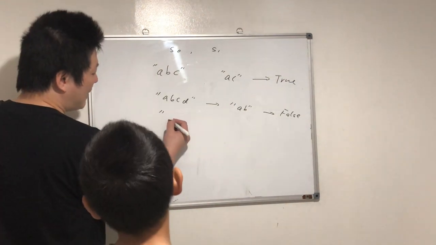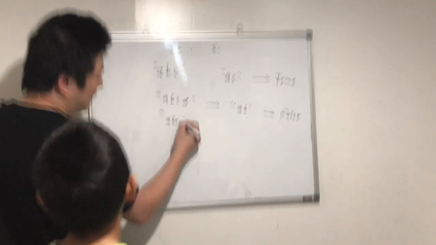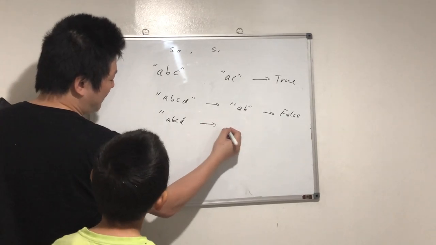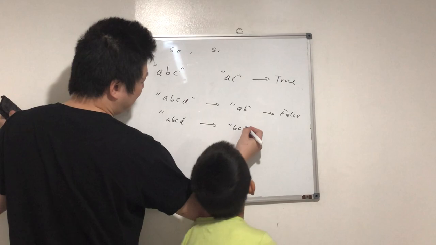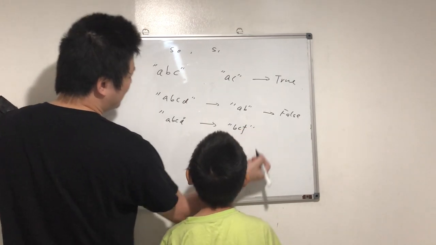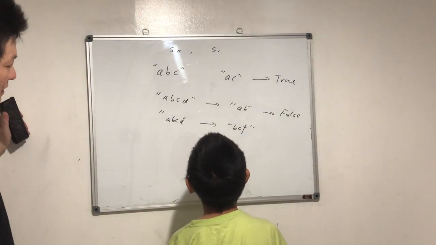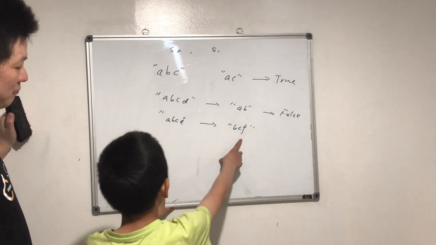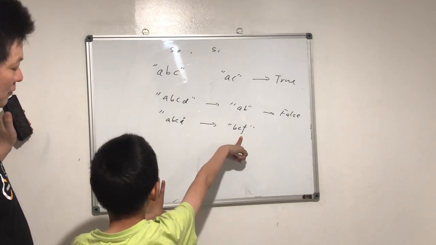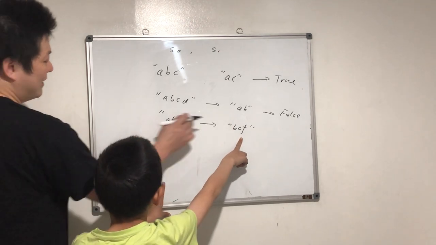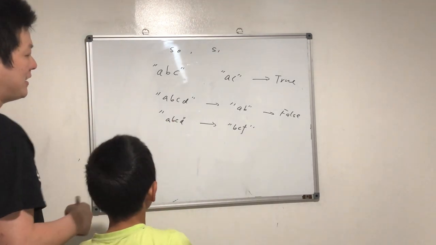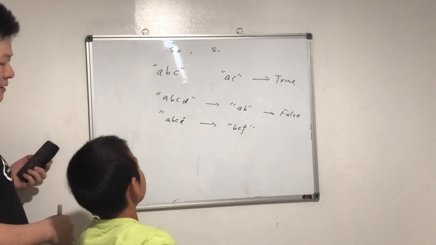How about this? A, B, C, D, and then you tell me if it's B, C, F. No! Why is that? There's no F. Okay. So any idea how we do this?